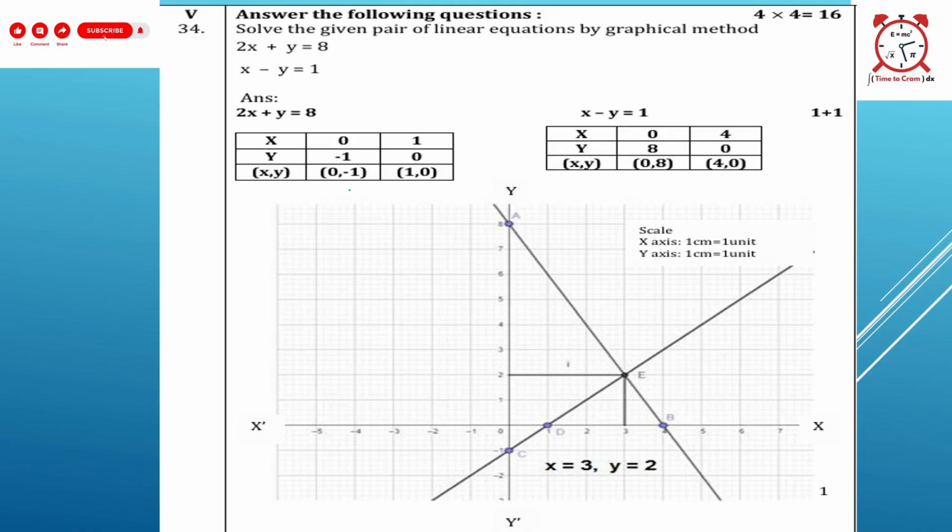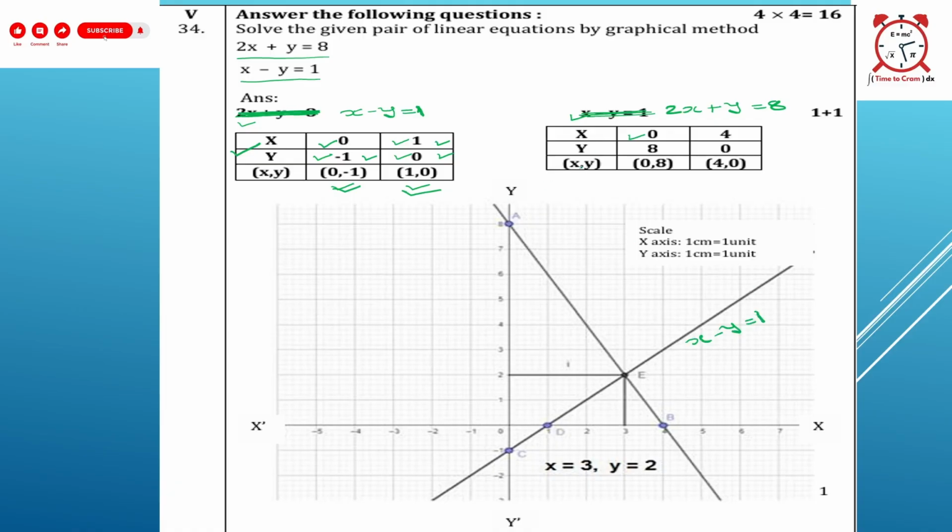So first question is, solve the given pair of linear equations by graphical method. So we know that for values of x, we will get the values of y. So suppose x equal to 0, then we will have y equal to -1. If x equal to 1, then y equal to 0. Then we will have two solutions, (0, -1) and (1, 0). This is the equation of x minus y equal to 1.